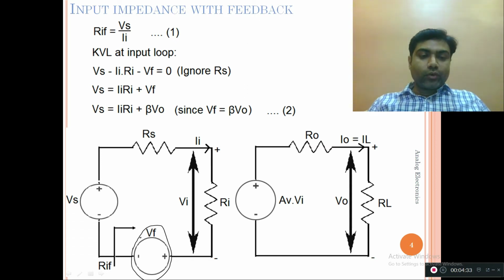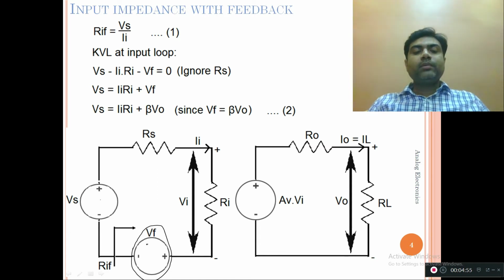So here I have drawn Vf, which is nothing but the feedback voltage that comes from the feedback network, as we have seen in the previous lectures as well. In the previous slide I drew the feedback network. And since we are interested in series kind of mixing, this voltage source is in series with Vs, and Vf is the voltage which is coming out from the output.